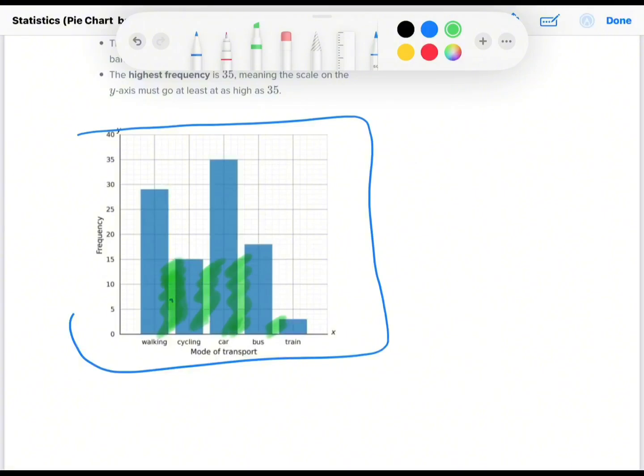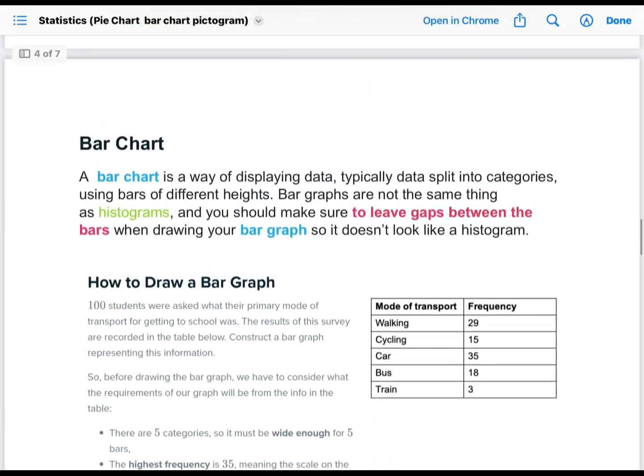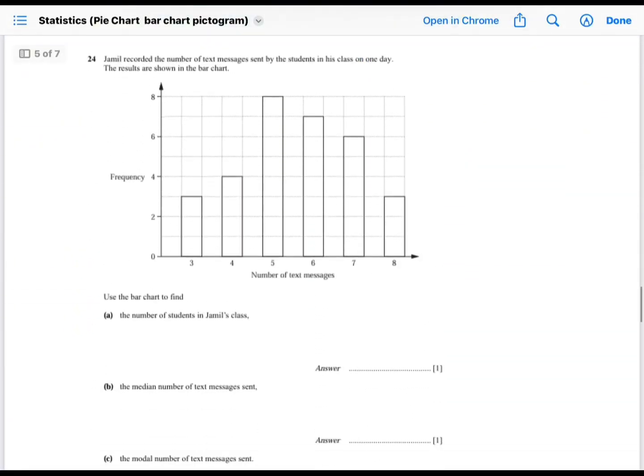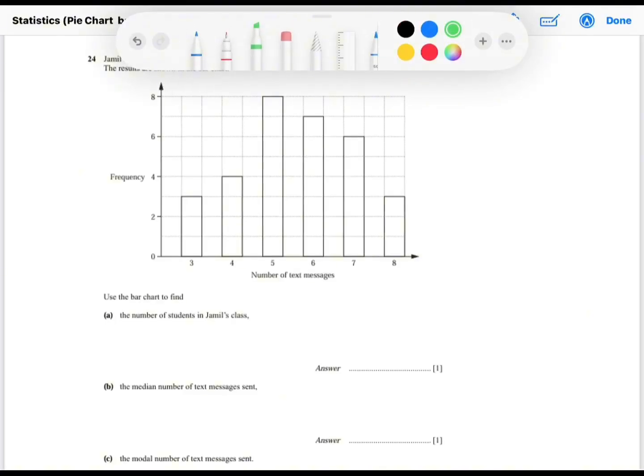Okay, so let's go straight to the question. How can we solve this question of bar chart? This is the question we have. Jamil recorded the number of text messages sent by the students in his class on one day. The results are shown in the chart. You can see that the y-axis represents the frequency, and the x-axis represents the number of text messages. They already mentioned everything, so you have to read the question very clearly.